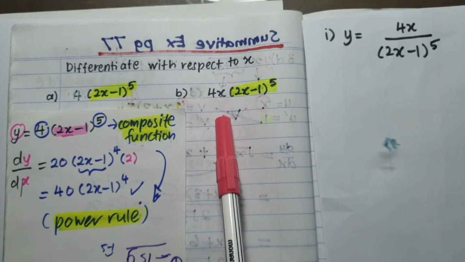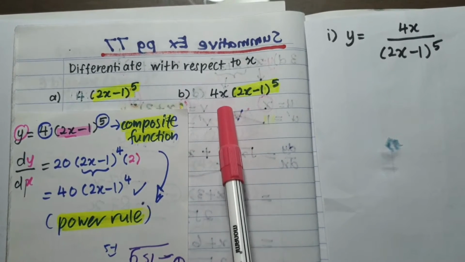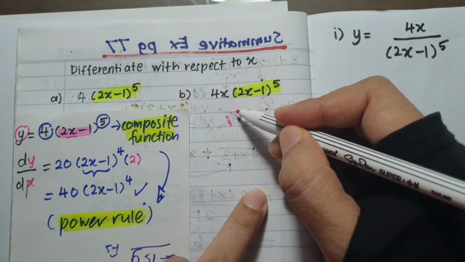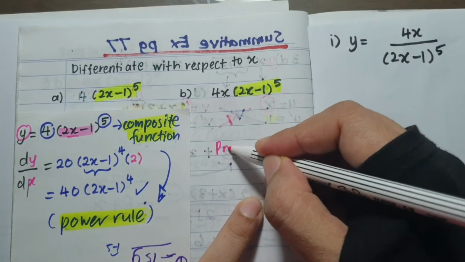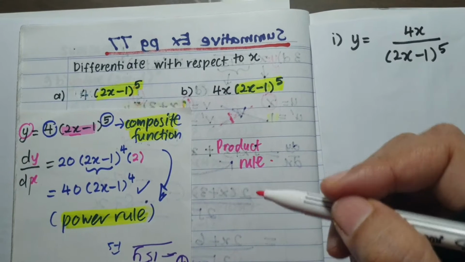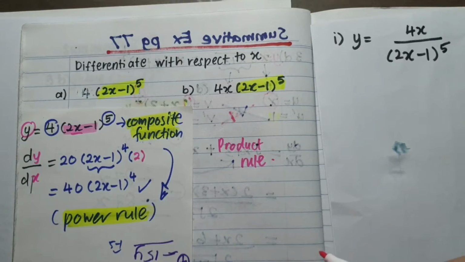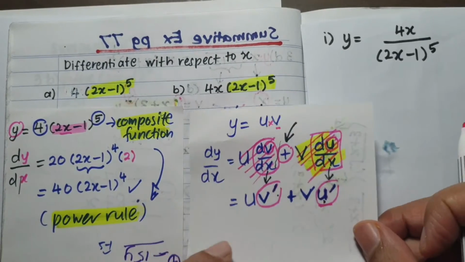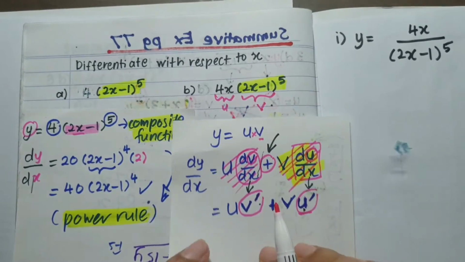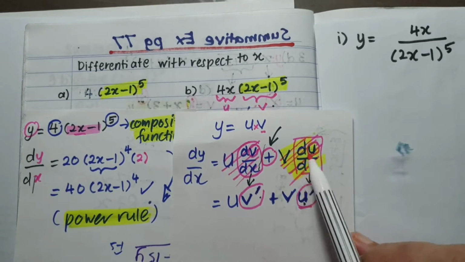But for this type of function, once again, you cannot use the power rule, and you cannot expand it. So you need to use the product rule. This one you must use the product rule. The formula for the product rule is dy by dx equals, let the functions here be u and v, and then you apply this formula: u dv dx plus v du dx.